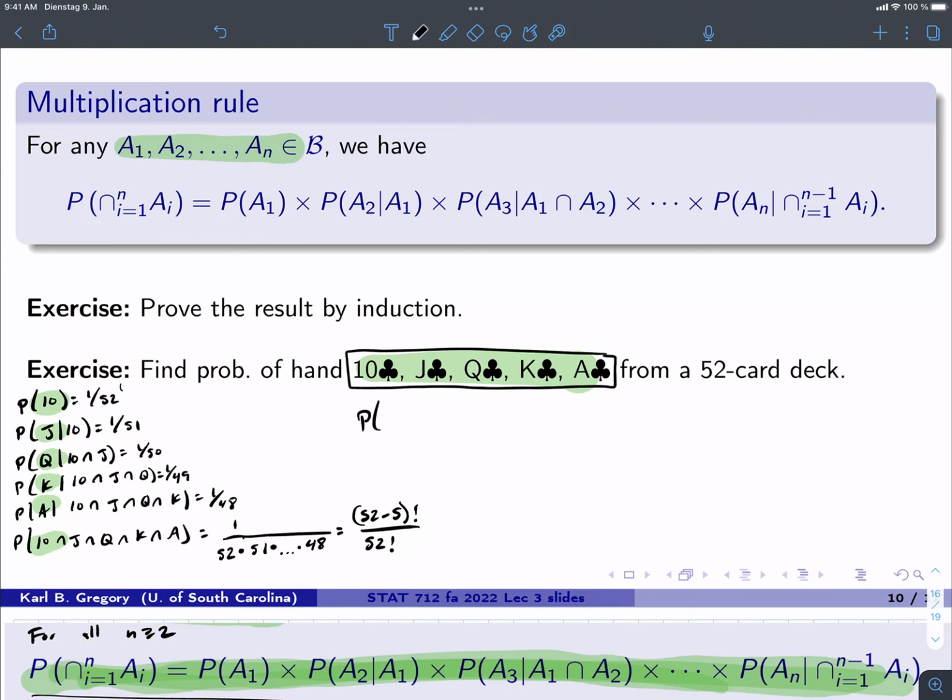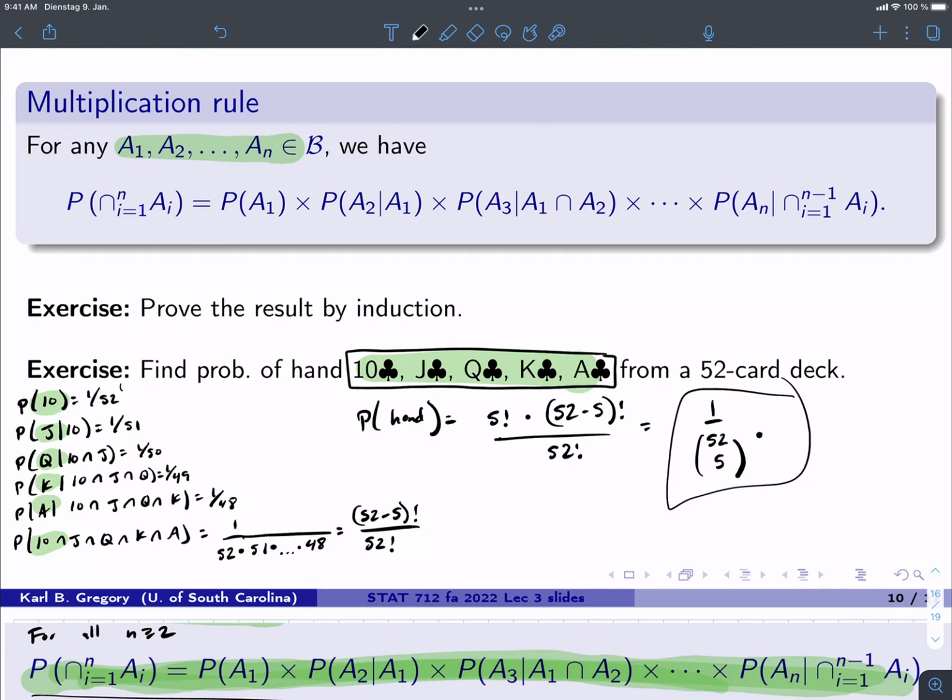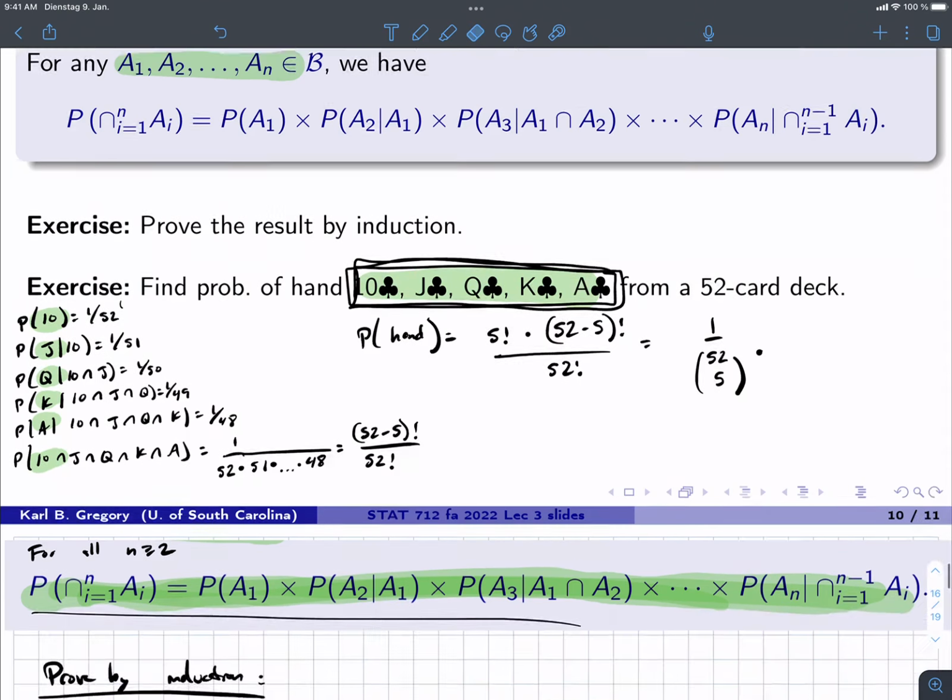So the probability of this hand would be 5 factorial times the probability of getting it in any given order. So (52 minus 5) factorial over 52 factorial, we see that that's 1 out of 52 choose 5. And that's what we would have computed by counting, because we would say this is one unique hand and there are this many possible 5-card hands.